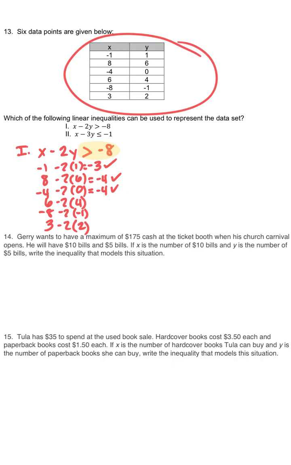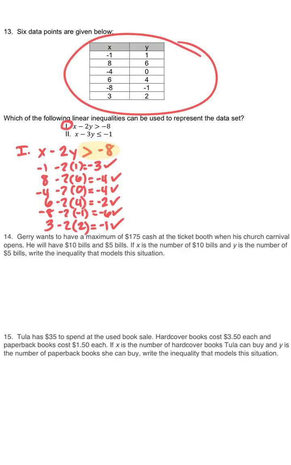6 and -8, that would be -2. -2 is greater than -8. -8 and +2 would give us -6. That is greater than -8. 3 and -4 would give us -1. And yes, that is greater than -8. So we definitely know line 1 will work.